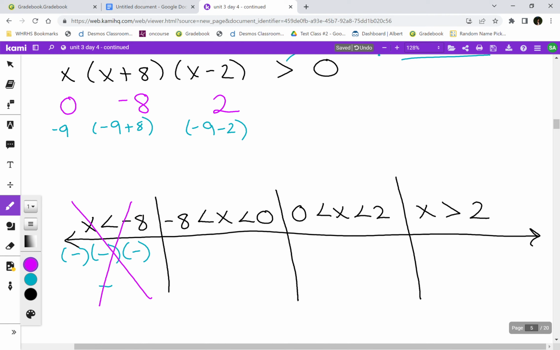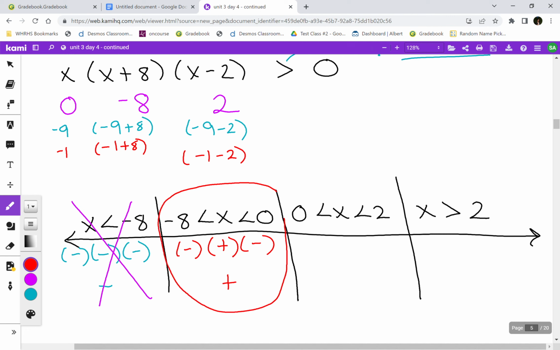Now we're going to test between -8 and 0. Someone give me a number that's between -8 and 0. -1. Perfect. -1 is great. So x is just -1. That's a negative. And then we're going to have -1 plus 8, which is a +7. Then we're going to have -1 minus 2, which is another negative. A negative times a positive times a negative is a positive. Is this a winner? Yes, this is a winner.